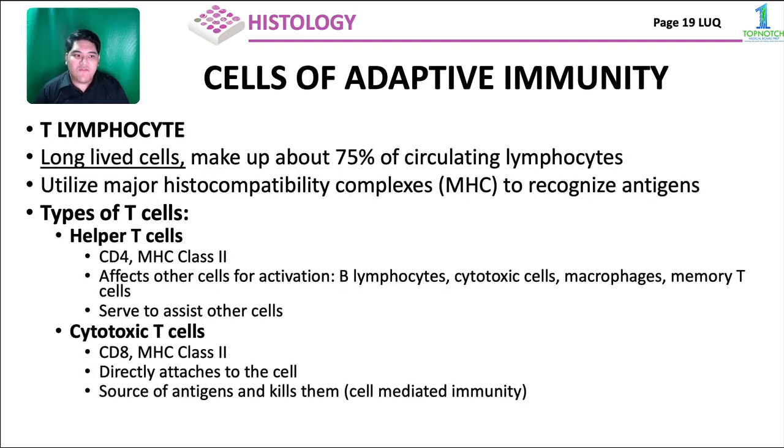Okay, and then you have your T lymphocytes. They are long-lived cells and make up about 75% of the circulating lymphocytes. They utilize your MHC or your major histocompatibility complexes. So there are different types of your T cells. Helper T cells, no, your CD4, they use your MHC class 2, and then your cytotoxic T cells or CD8 also utilizes your MHC class 2, and they directly attach to the cell. Kaya nga sila cytotoxic, no, T cells. They are the ninjas of the adaptive immunity.